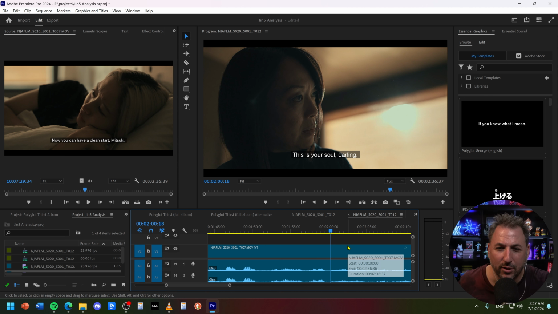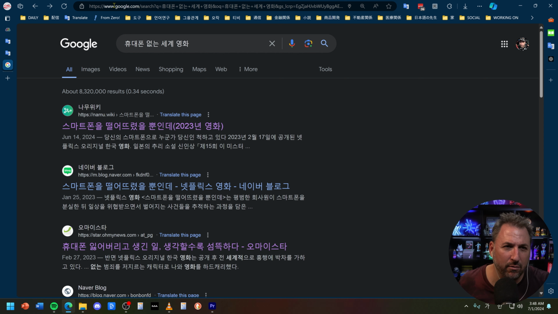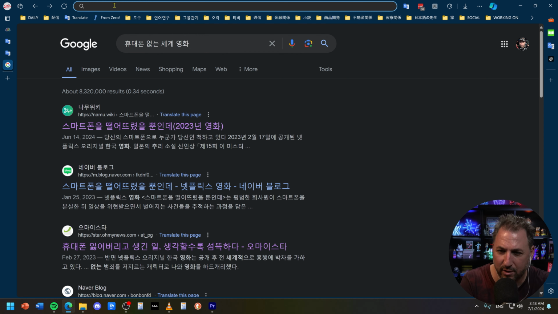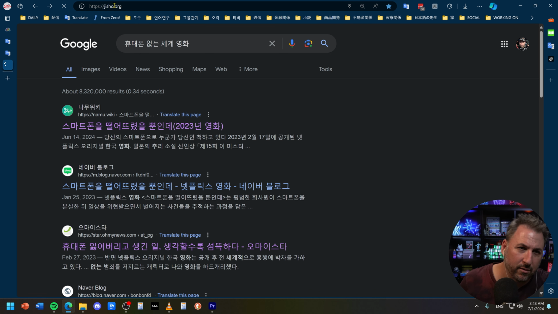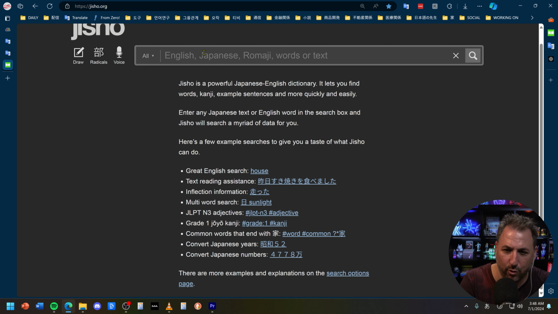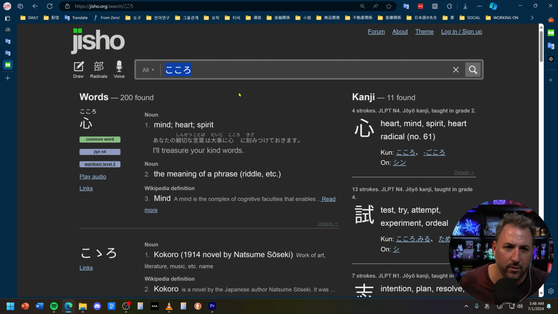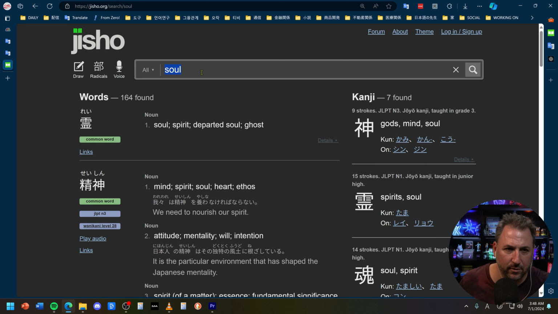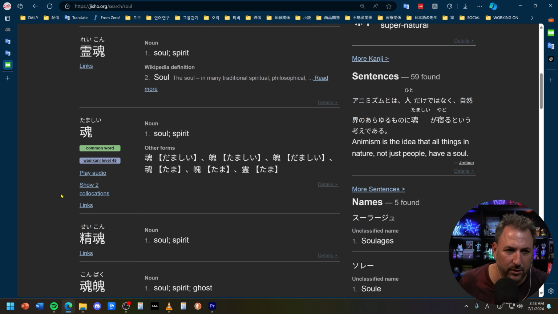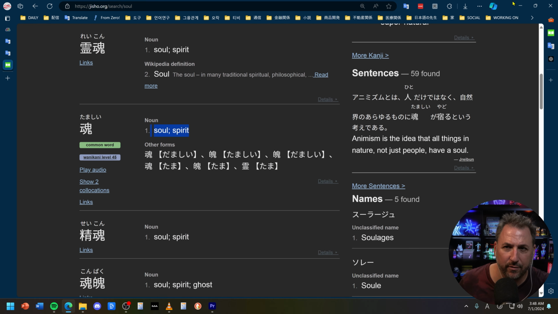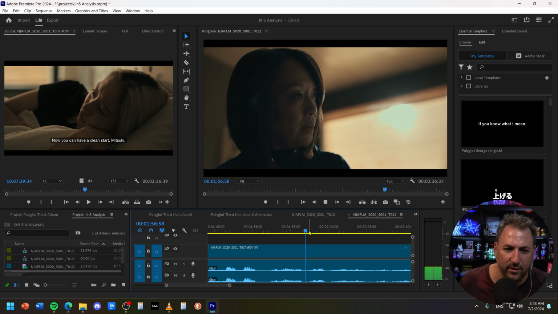This is a problem with your heart. Soul would be more like tamashi. It's not heart. Okay, well, actually, you know what? Maybe. Let's see what jisho.org says. I'm willing to learn. Can kokoro be soul? Mind, heart, spirit. Okay, if you're saying spirit. But if we look up soul, it's going to be like tamashi. Soul, spirit. So I don't know. I feel like this is definitely heart in this case.